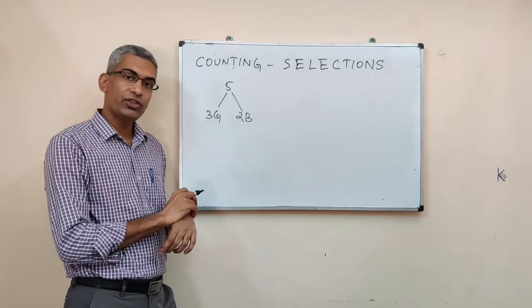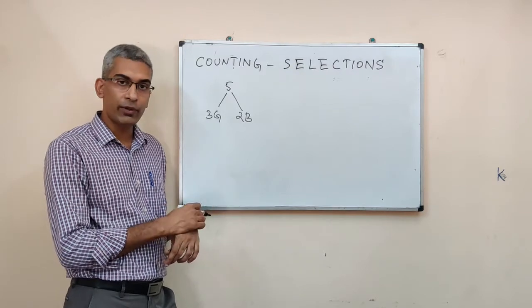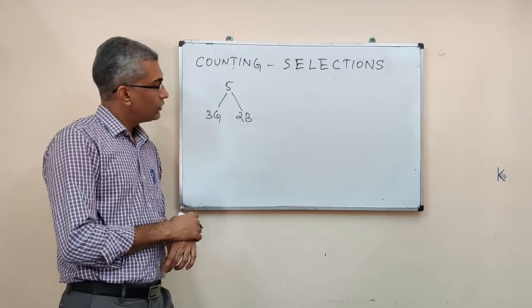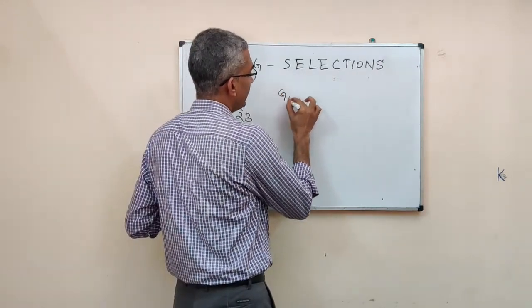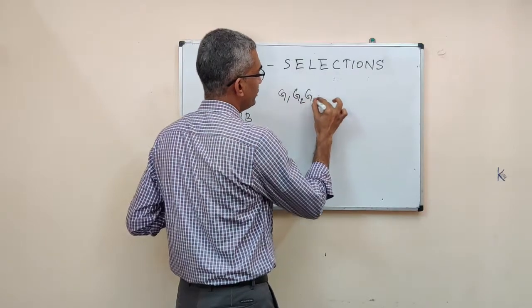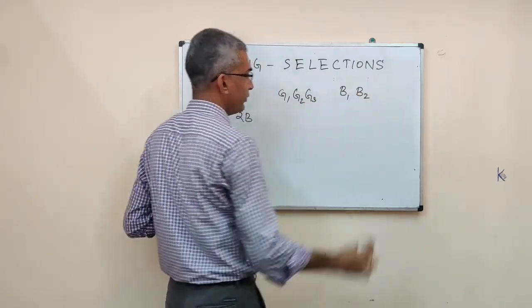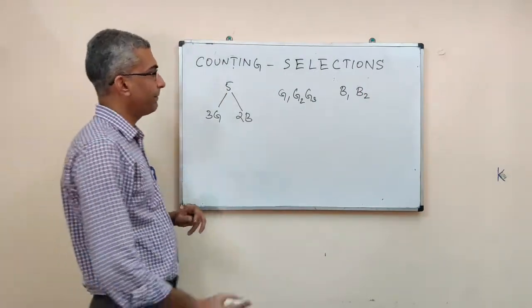Now here I have not mentioned any restriction. You can select in whatever way you want. It can be all girls, it can be all boys, it can be boy and girl. There are 3 girls. Let me consider 3 girls as G1, G2 and G3. Let the boys be named as B1 and B2. Let us list down, let us enumerate.